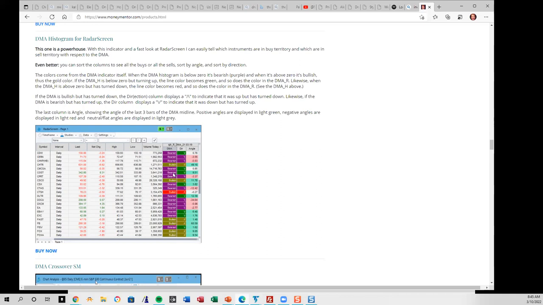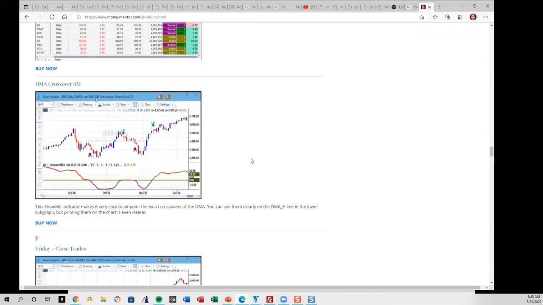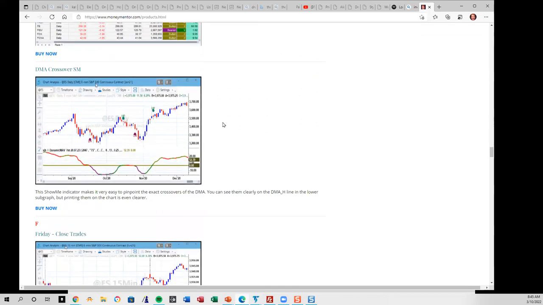And one of the things it uses is this. You can see the direction. This is bearish, yes, but the direction is actually up. It was going down, now it's going up. So it turns green. This shows you the dynamic moving average crossovers.